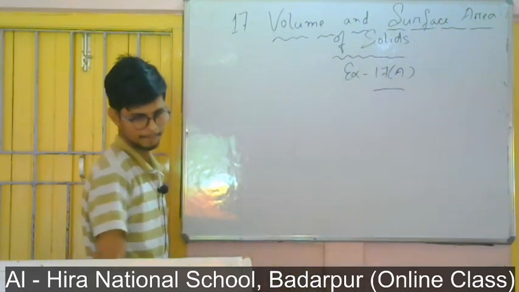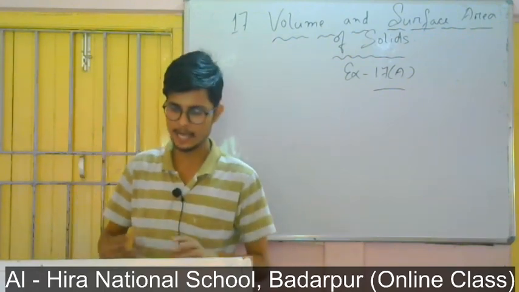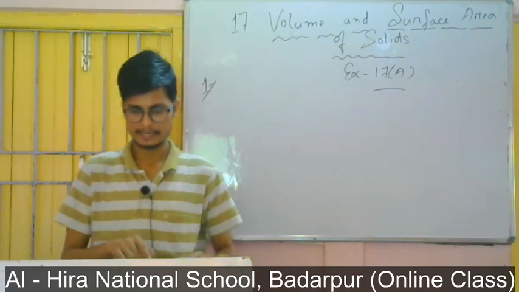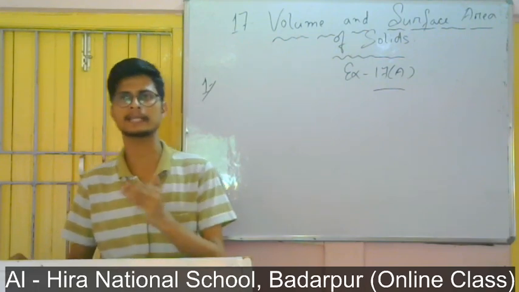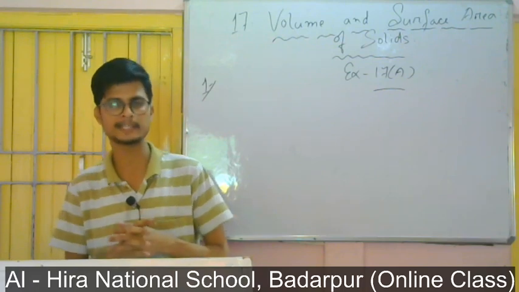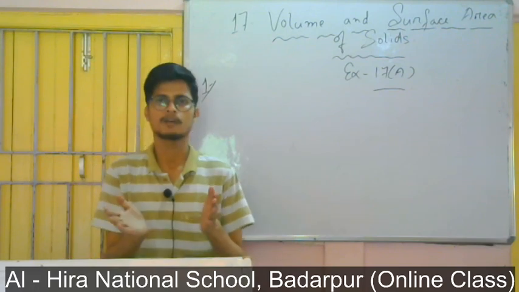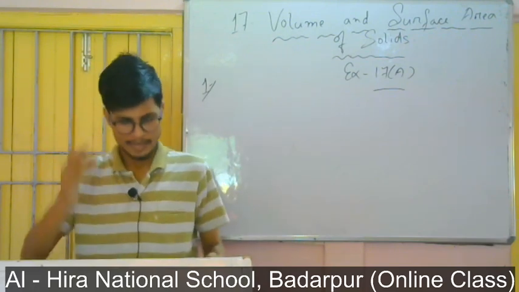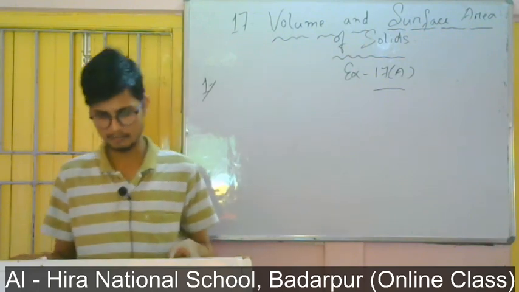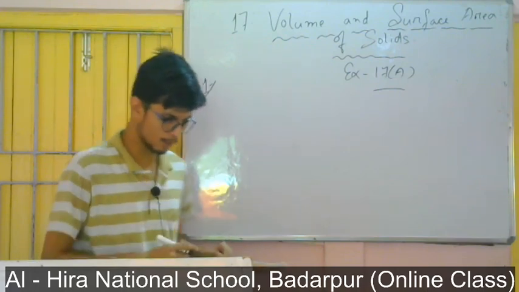Exercise 7A. So question number 1, you see, the question is to find the surface area of each of the cuboids whose dimensions are given below. So you see here the dimensions are given, that is length, breadth and height. The 3 dimensions are given. The question is to find the surface area of the cuboid. So we know the formula of surface area, it is 2 into LB plus BH plus HL. So we will use this formula and you will find the surface area of this cuboid.